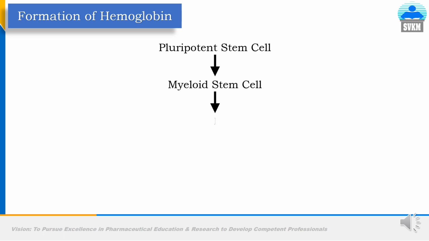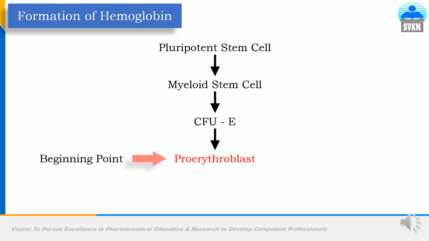Formation of hemoglobin. As we very well know, pluripotent stem cells are converted into myeloid stem cells, and myeloid stem cells are converted into the colony forming unit erythroblast. These colony forming erythroblasts are converted into the proerythroblast, and that is the beginning point for the formation of hemoglobin. This synthesis of hemoglobin continues further into the reticulocytes also.